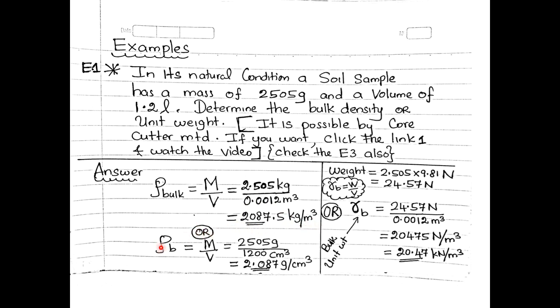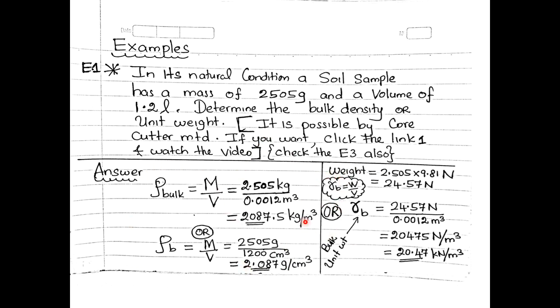Or bulk density is equal to total mass over total volume is equal to 2505 gram divided by 1.2 liter, which is equal to 1200 milliliter or 1200 centimeter cube. Therefore, answer is 2.087 gram per centimeter cube. Okay, in unit weight, this is the density, bulk density.